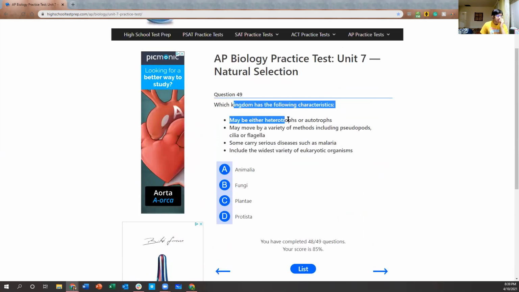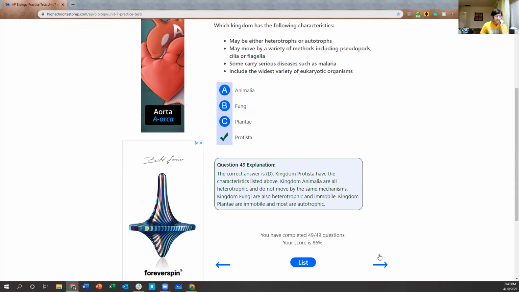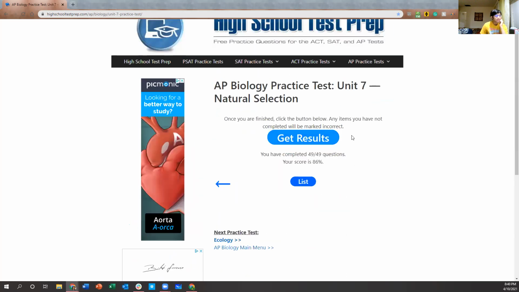Which kingdom has the following characteristics? Heterotrophs or autotrophs. Pseudopods, cilia, or flagella. So these are probably small ones. Plants don't have cilia and flagella. If you see pseudopods, that's probably protists, a wide variety of eukaryotes. So yeah, that's probably protists. We'll learn about that next year. Okay, I think we're done.